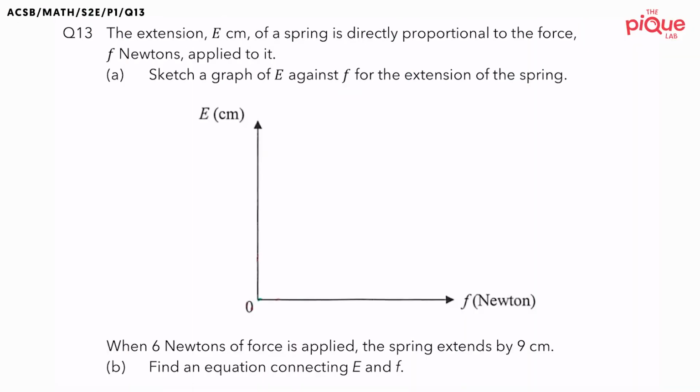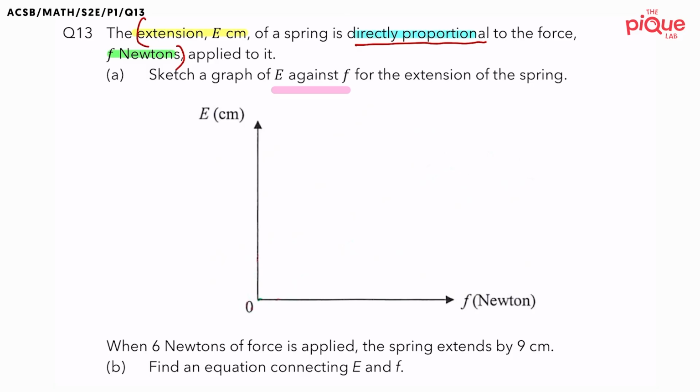Let us take a look at the following question where we are given the extension E of a spring to be directly proportional to the force F newtons applied to it. In part A of this question, we are required to sketch a graph of E against F for the extension of the spring. Now, before we can start to sketch the graph, we must first take note of the relationship between E and F. We are told that they are in direct proportion.